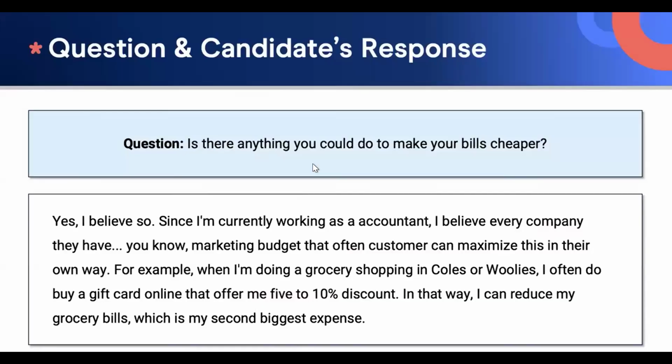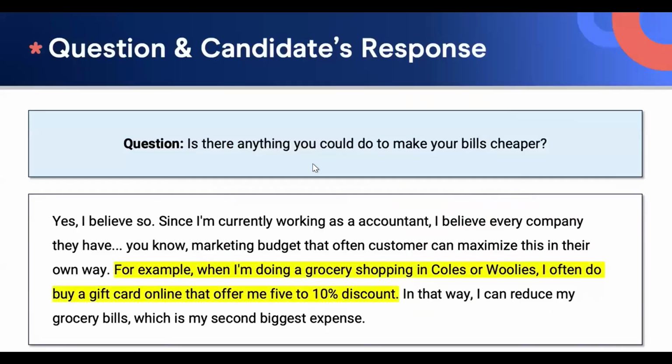The first part of this answer is a little bit confusing. Tim says companies have a marketing budget that customers can maximize. The meaning is not very clear here. Perhaps we can guess that he means companies have promotional offers or something like that. Remember that to score a 6 in lexical resource, your meaning needs to be clear, but to score an 8, you need to convey precise meaning.